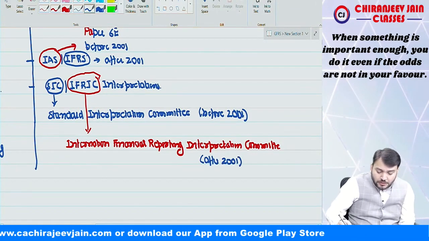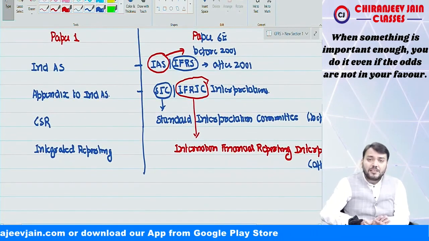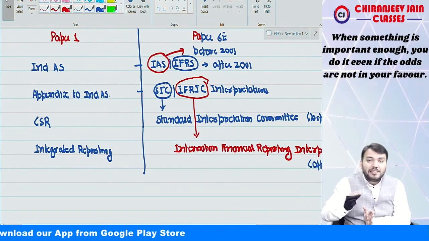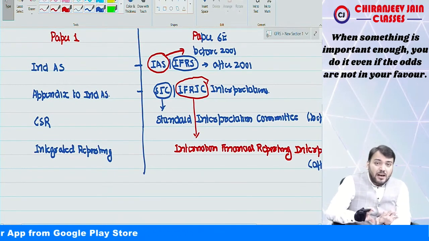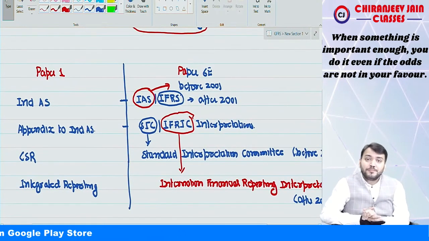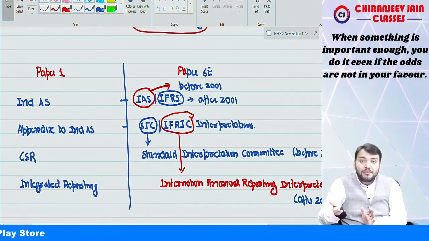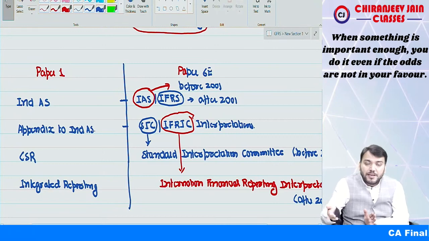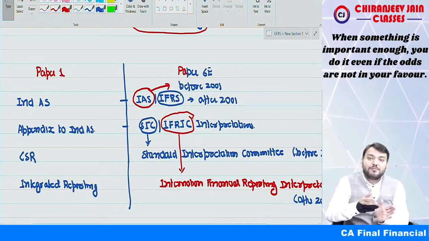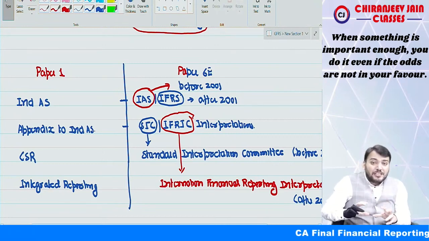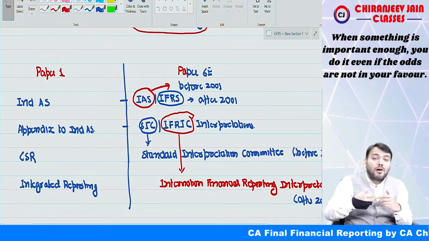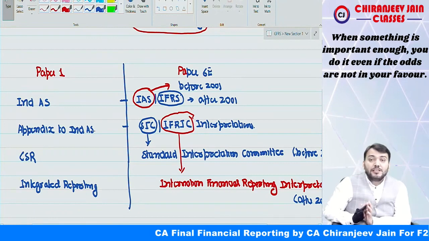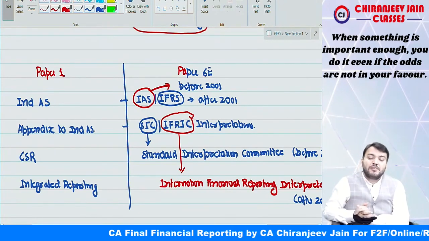Now, what is their purpose? These SIC and IFRIC interpretations: whenever guidance is required for any accounting treatment for which accounting policies are not given in IAS or IFRS, they will give their interpretation for that. Any new development for which there is no accounting treatment under IAS or IFRS, this committee will give an interpretation for that.